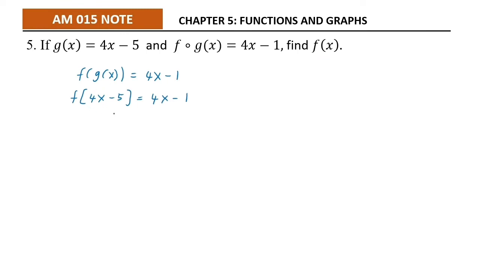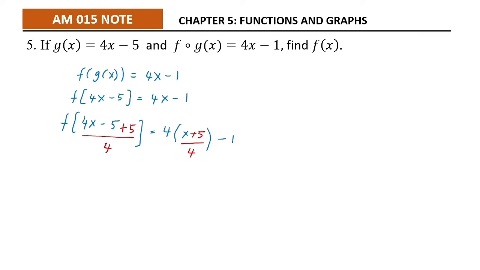So 4x minus 1 needs to change to x. Means f of 4x minus 5, and then we need to add 5 to make this 0, and then divide by 4 to make 4x become 1. Close bracket equals 4x. We need to put the same thing that we add and divide here into x: x plus 5 divided by 4, close bracket, minus 1.